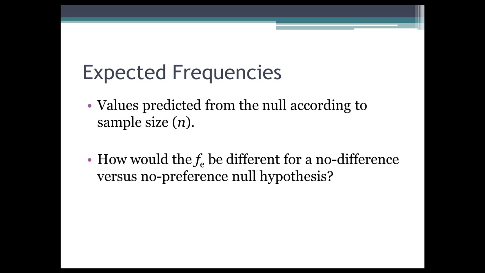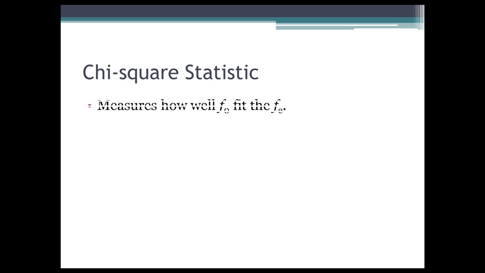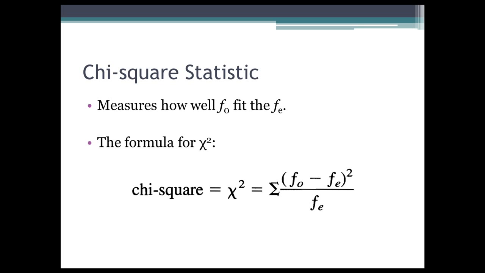So for the actual chi-square statistic, we're looking at how well the F sub O, the observed frequencies, fit the F sub E, the expected frequencies, which we are hypothesizing in our null. And the formula for chi-square is quite simple. It's the F sub O, the observed frequency, minus the expected frequency for each cell, squared, over the expected frequency for that cell, summed over all the cells together. So you basically look at each cell. If you have 3 categories, you have 3 cells to calculate for the chi-square goodness of fit.